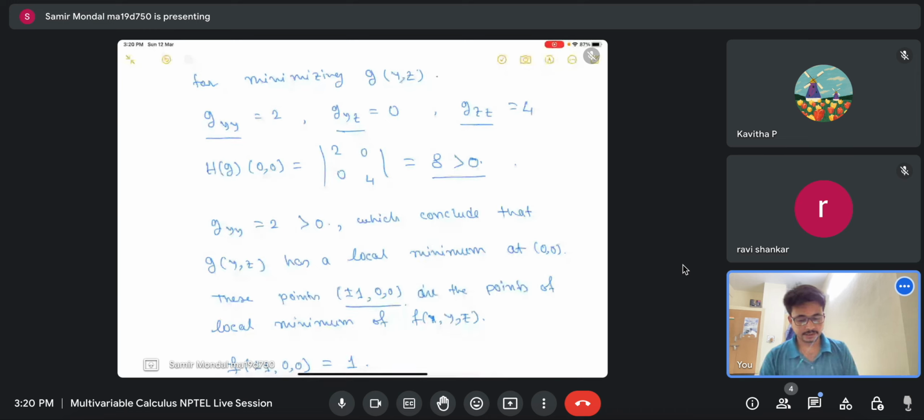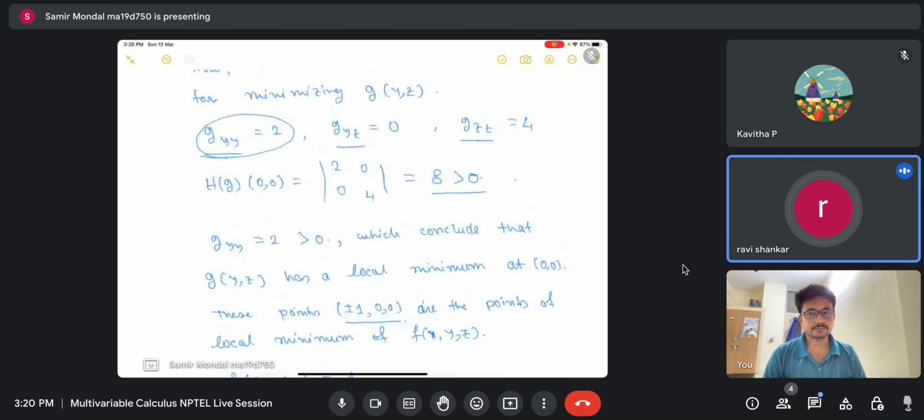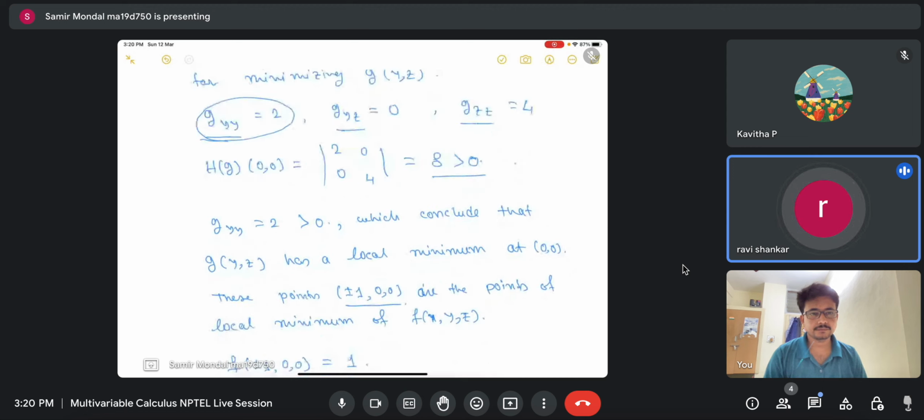this quantity GYY. This is also yours. And sir, for negative, you said you will get a saddle point. Yes, when the Hessian is negative. So sir, this saddle point, can you please explain to us? What is the saddle point?